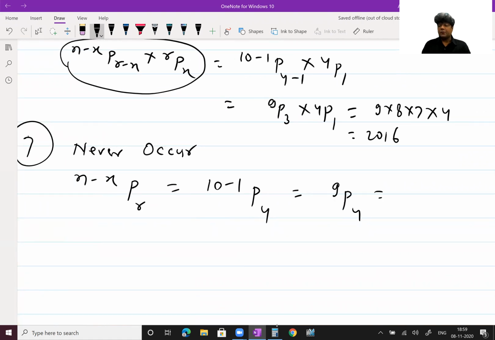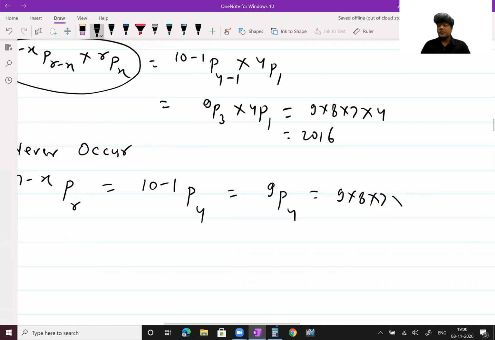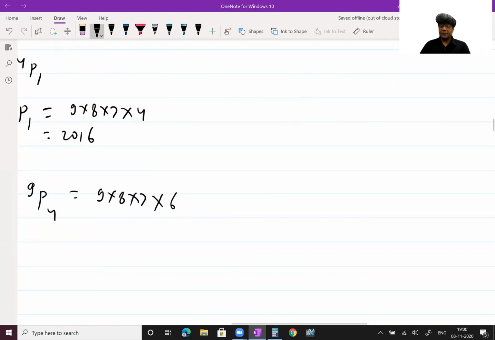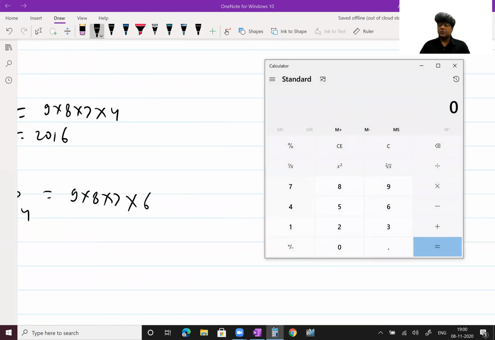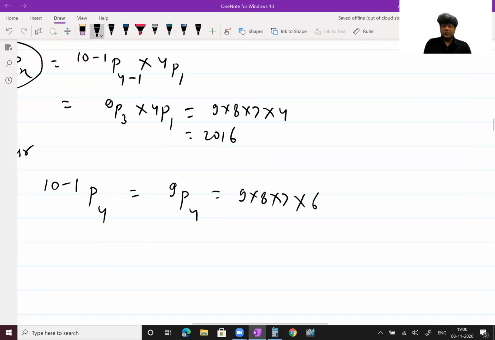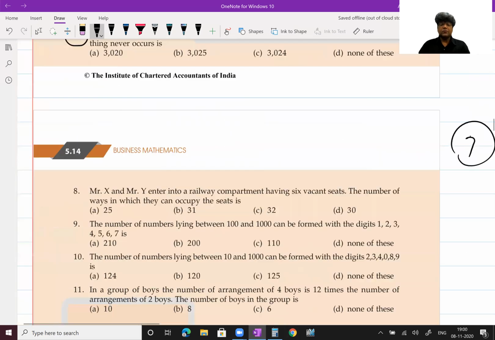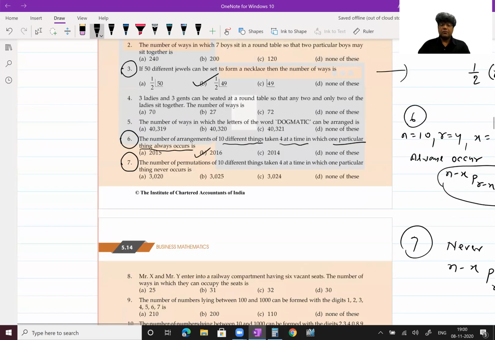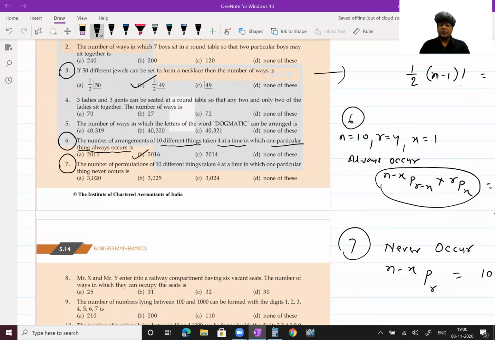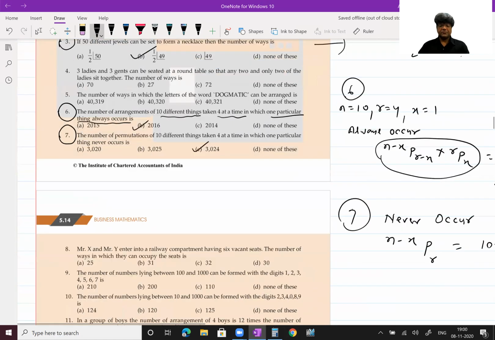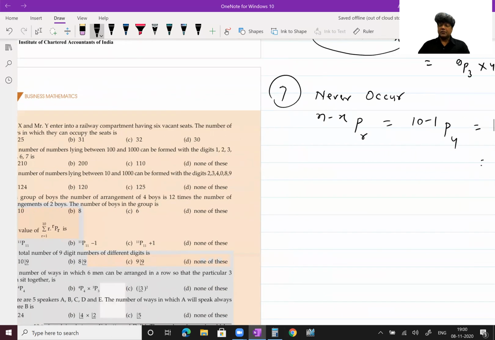And 9P4, if you calculate, is 9 into 8 into 7 into 6, which is equal to 3024. Where is 3024 here? Option C is your answer. Okay, guys.